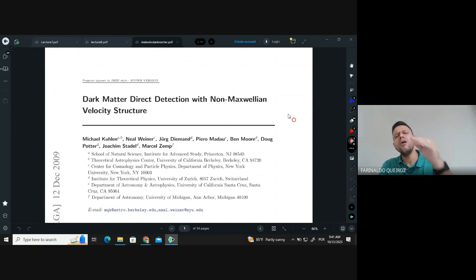And first, now let me show you that our community is very different from others. This is a well-known paper, and it was published in JCAP, not in Physical Review Letters, not in Nature. It's a well-cited paper published not in Nature, not in Science, and not in Physical Review Letters.